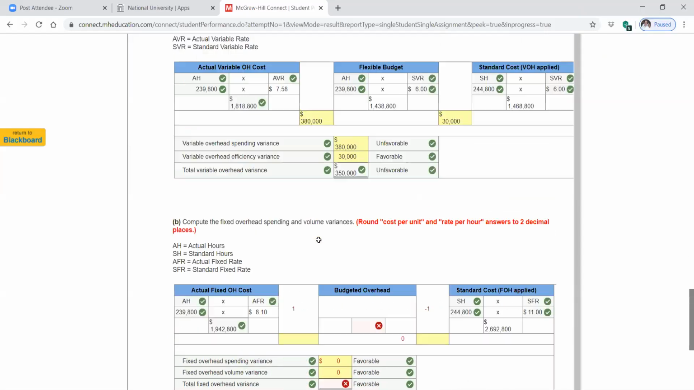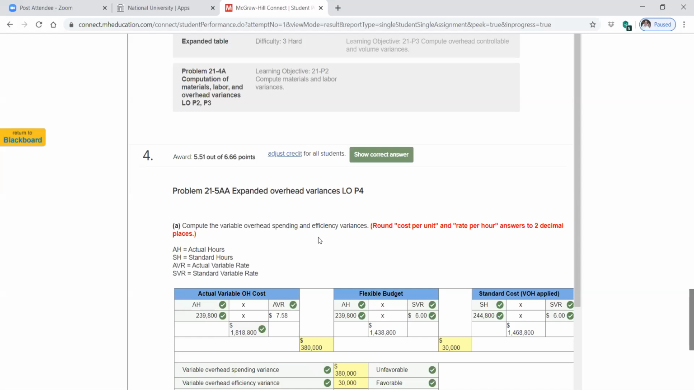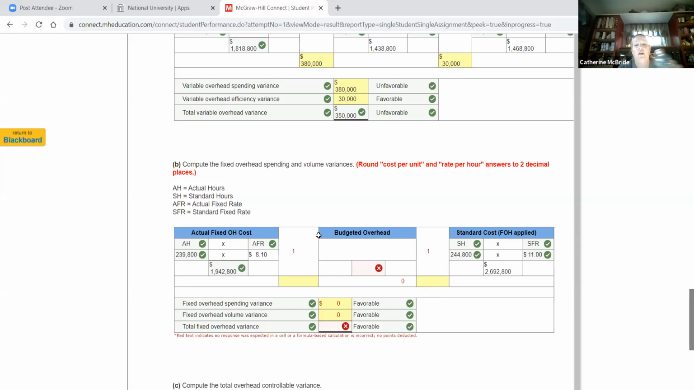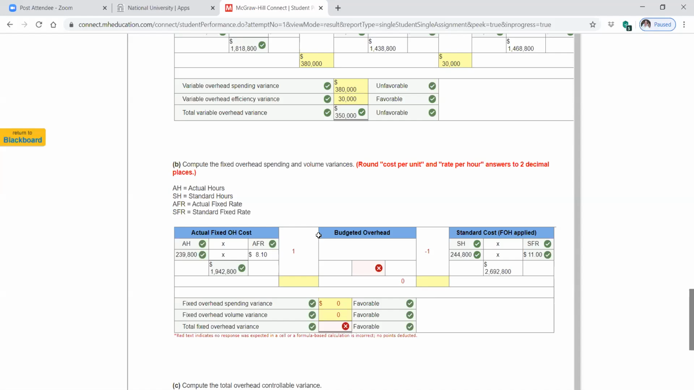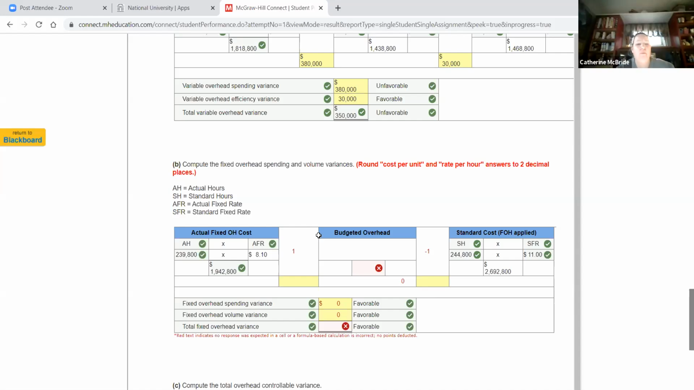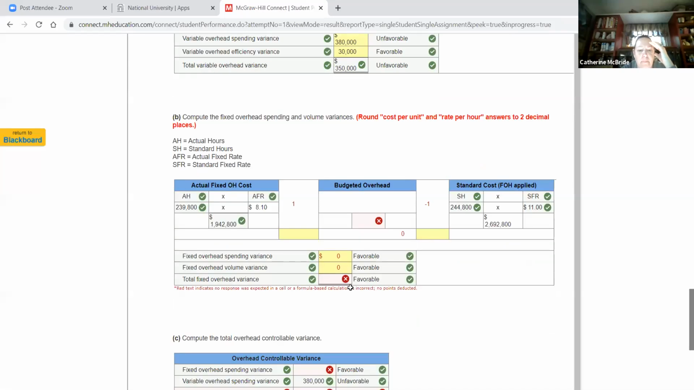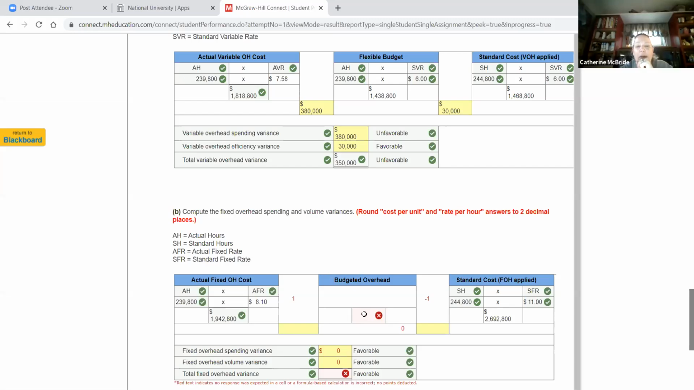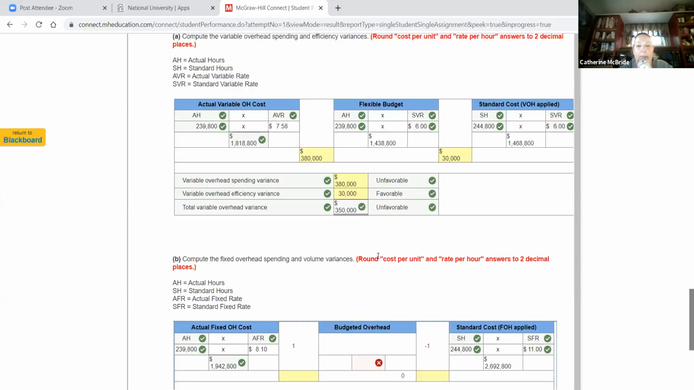I was trying to see what the problem was. Oh, they give you the budgeted amount. They gave us the budgeted amount, probably because they're just having you fill it in. So what would the formula be though? Because I thought it was going to be AH times SFR. It doesn't look like you're filling in the data. I think they gave it to us in total.